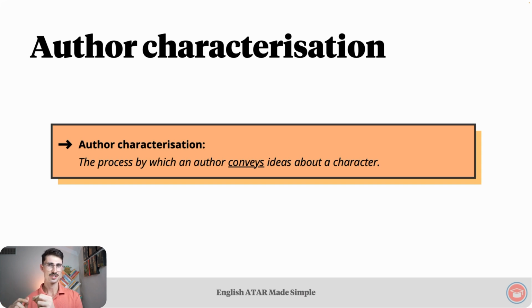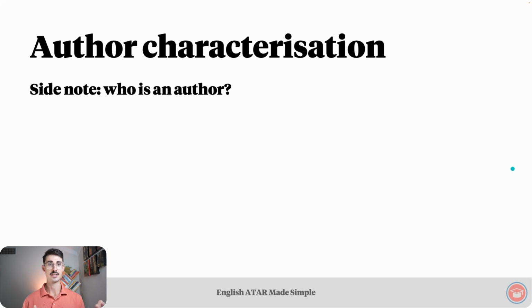I know this distinction sounds quite blurry at the moment, but we will get to some examples which I believe will make the distinction much clearer. Side note, who is an author? In everyday life, if I mention the word author, you would probably say that is the person who has written a text, a novel.